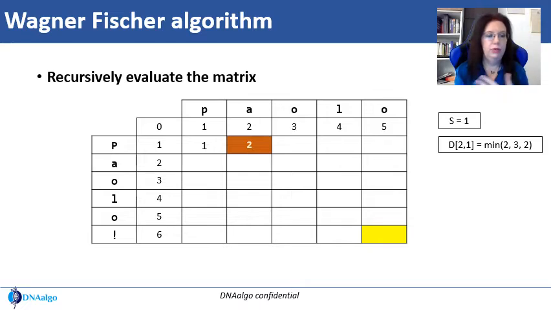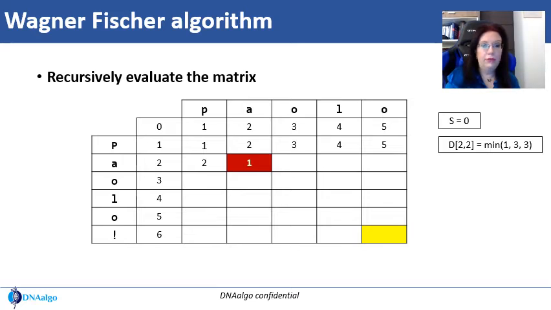Then we will go ahead with the second one. So in the second case, we will take the value on the diagonal, which is a 1, and then the comparison between capital P and A is still different. So we will still need a penalty, which is 1. So this value will be 1 plus 1, which is 2. We will take the value on the left-hand side, 1 plus 1, which is 2, and the value on the upper part, which is 2 plus 1, which is 3. So the value on that cell will be the minimum among 2, 3, and 2, which is 2.